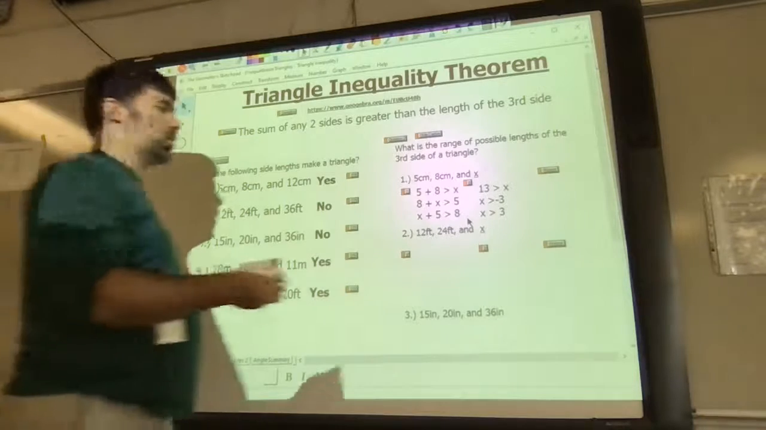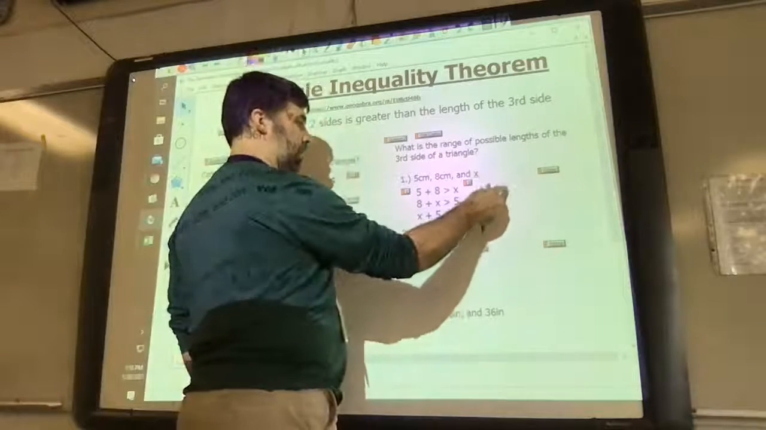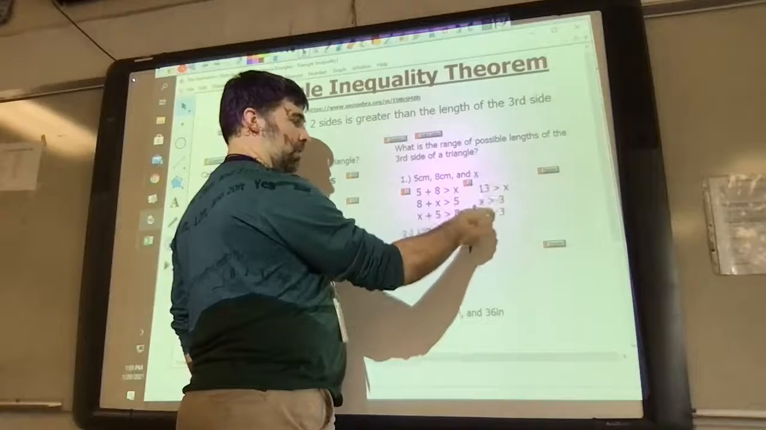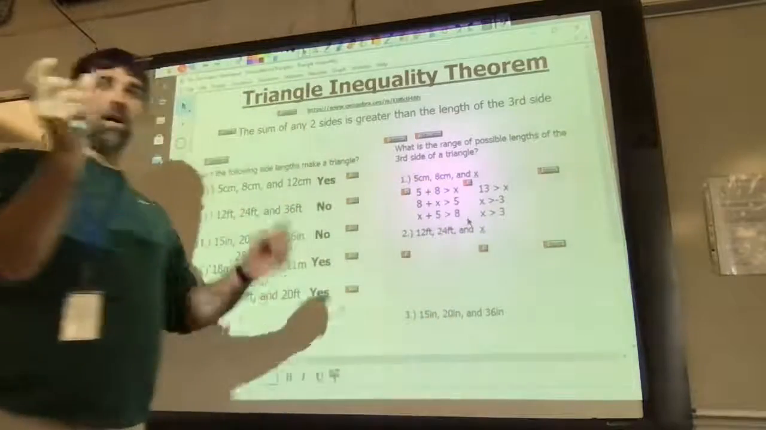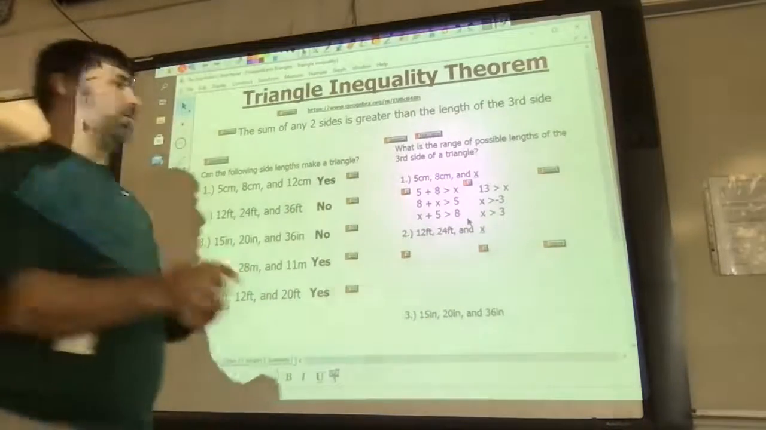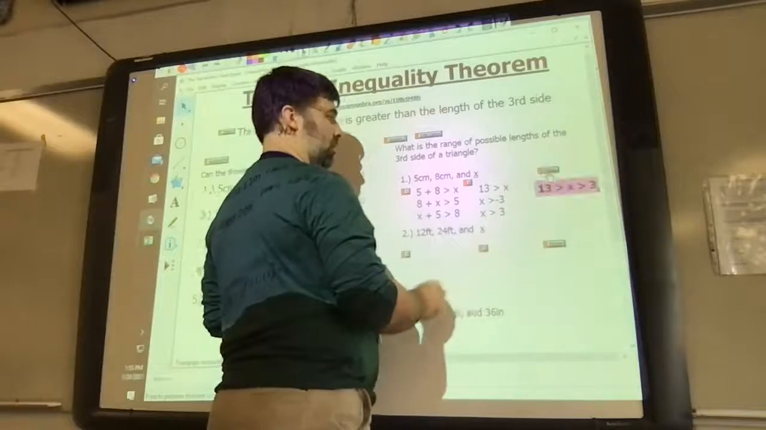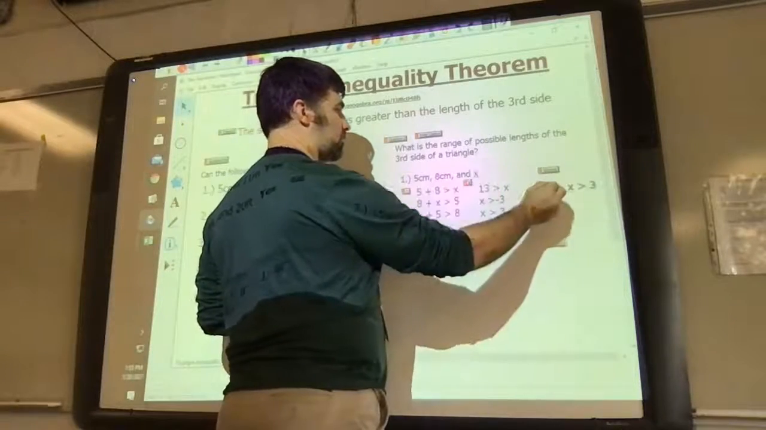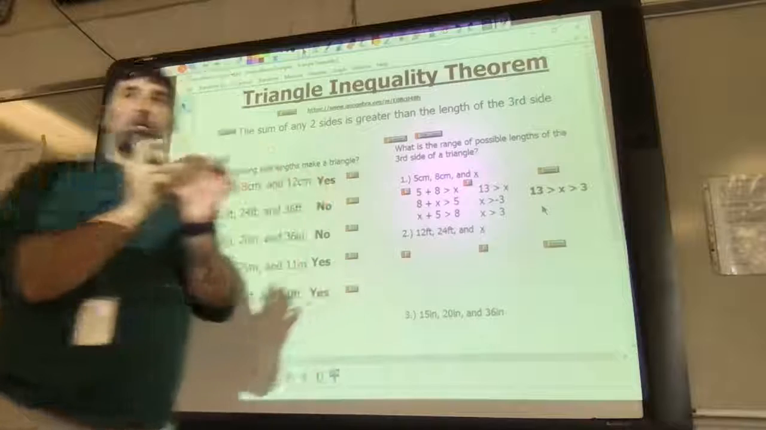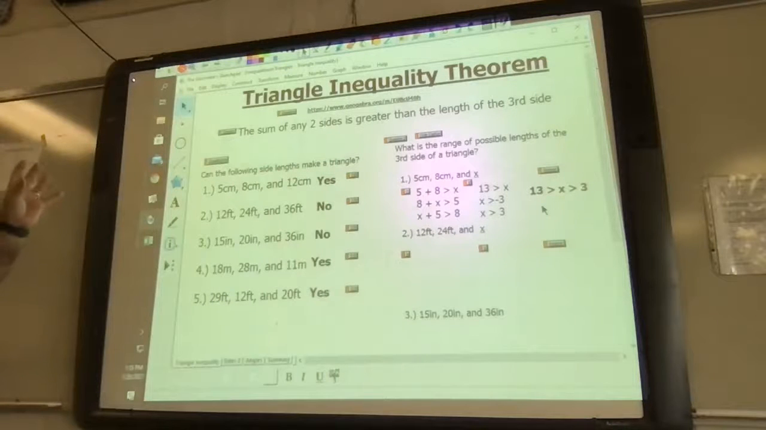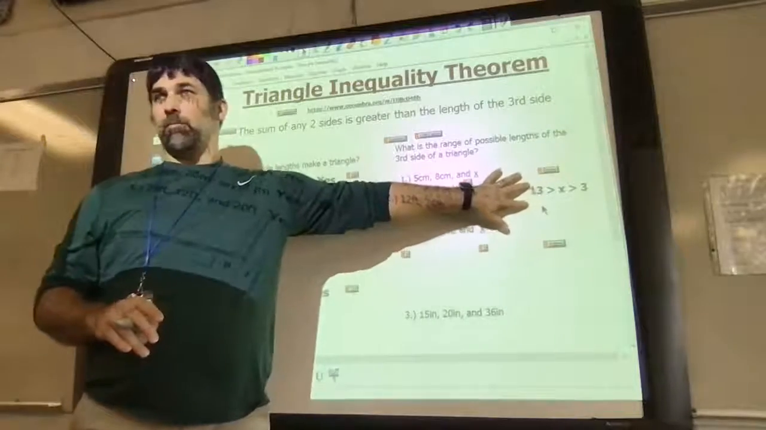Does that make sense? All right, we already said X had to be less than 13 and X had to be greater than 3. So what you're going to do is combine those two ideas into one statement. So here's what your statement's going to look like. Just combine those two ideas. X has got to be between 3 and 13. This is the answer that it's looking for.